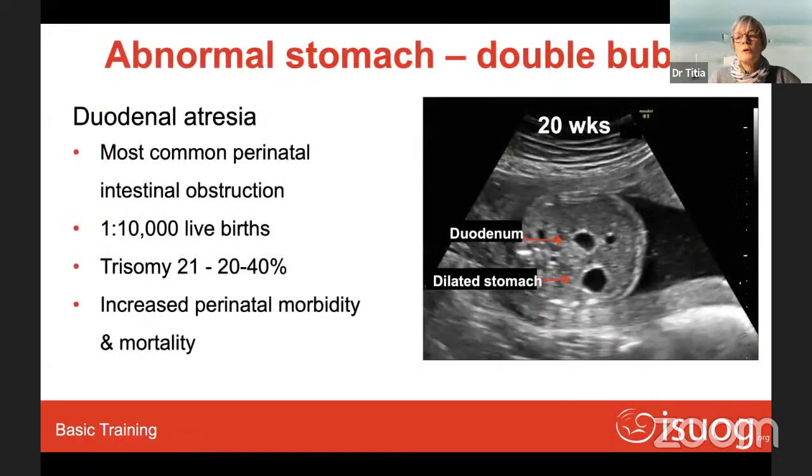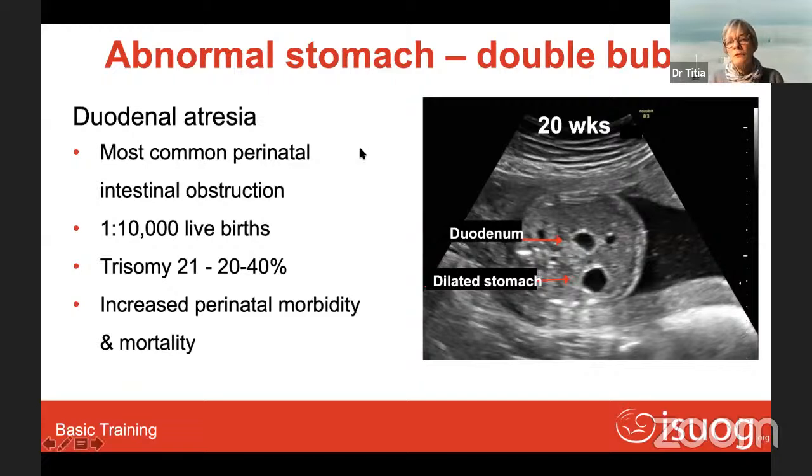Now, coming to an abnormal stomach, for instance, the duodenal atresia, you see here a stomach slightly dilated, and then you see a cyst next to it. If you see this at 20 weeks, that's quite early, but approximately 50% of all duodenal atresias can be seen at that gestational age, but certainly not all of them.